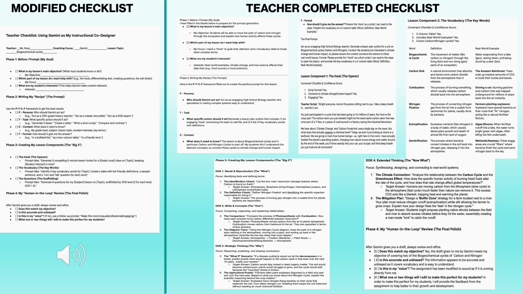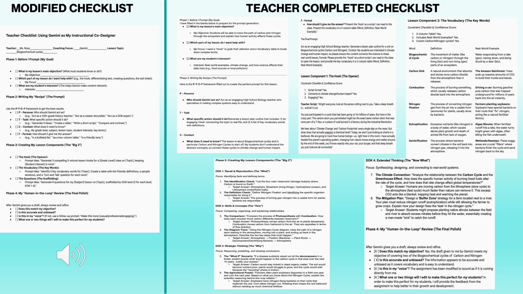And then component 2, we have a list of 6 vocabulary words that they were given: biogeochemical cycle, carbon sink, combustion, nitrogen fixation, eutrophication, and denitrification. Part 3, as well as part of the big 3, you have your DOK questions, which are labeled DOK level 1 through level 4 with 2 apiece.